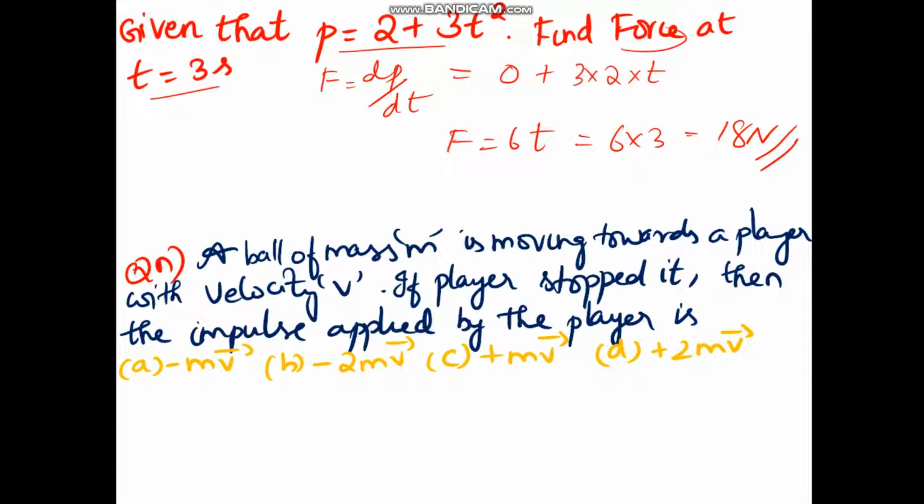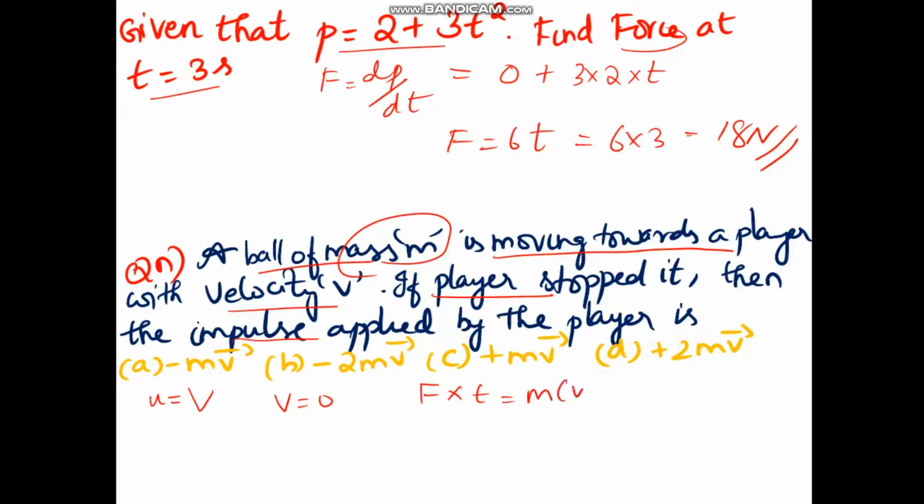Now let us see this question. A ball of mass m is moving towards a player with velocity u. So initial velocity is u. If the player stops it, the final velocity is 0. What is the impulse they are asking? Impulse is f into t, which is equal to m into (v minus u). So impulse is equal to m into (0 minus u), and the initial velocity is u, so it is minus mu. So minus mu vector is the correct answer.